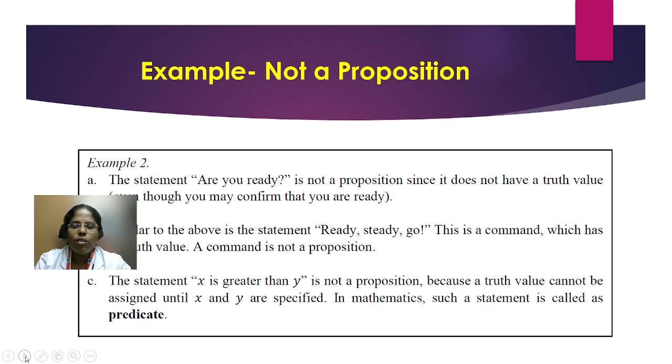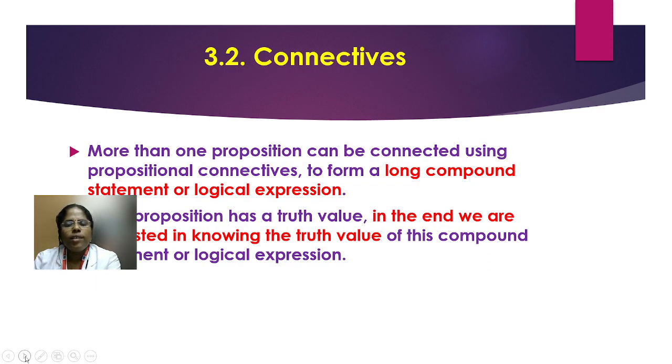So please note that if you don't have a specific value for a variable, then we cannot have a truth value, and that statement is not a proposition. This represents a predicate. Okay. Next thing, what are the connectives we are going to use for the proposition?